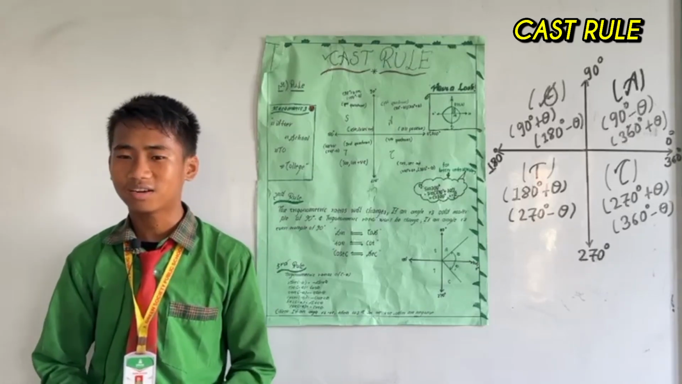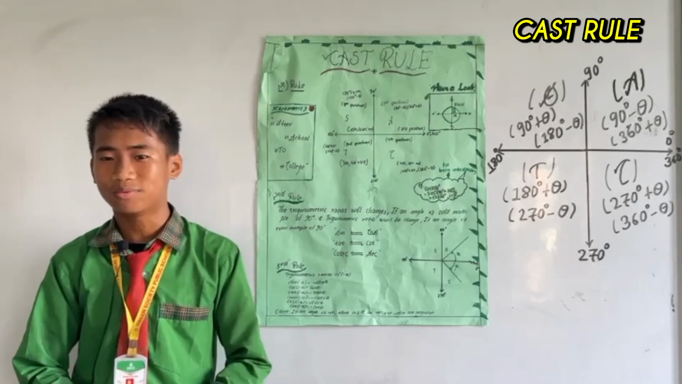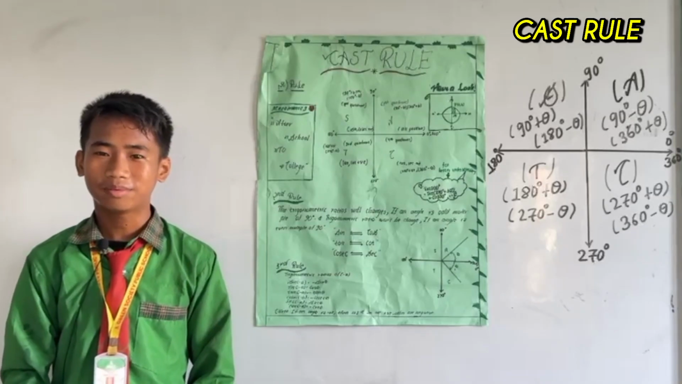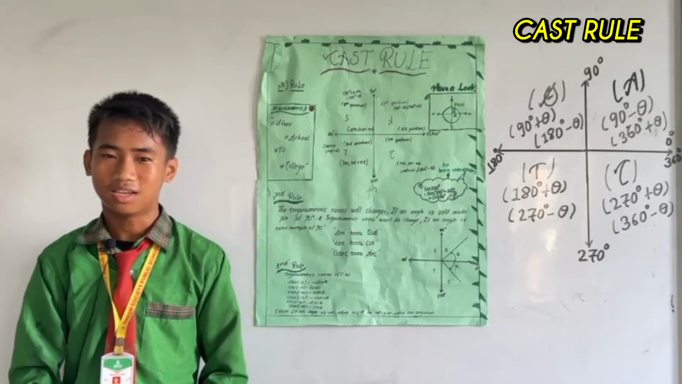In the third quadrant, tan and cot will be positive and all others will be negative. In the fourth quadrant, sec and cos will be positive and all others will be negative. For the second rule, if the angle of a trigonometric ratio is an odd multiple of 90 degrees, it will change.